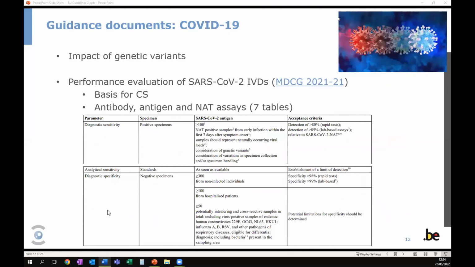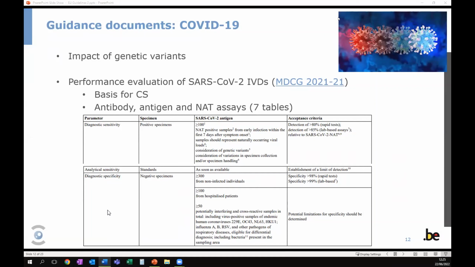So in 2021, a notice was also published about the impact of genetic variants, and this was really more directed to manufacturers and underlining their responsibility to assess the impact of newly identified genetic variants on their SARS-CoV-2 tests. And then later that year, probably the most important document for COVID-19 tests was published, which is a guidance on performance evaluation of SARS-CoV-2 tests. And this guidance really sums up all the different types of tests and lists in 7 tables, I believe, the performance criteria that every test should meet, whether it being a professional test or a self-test.